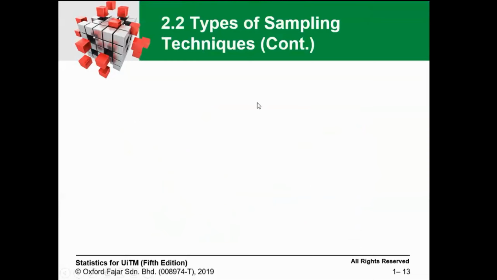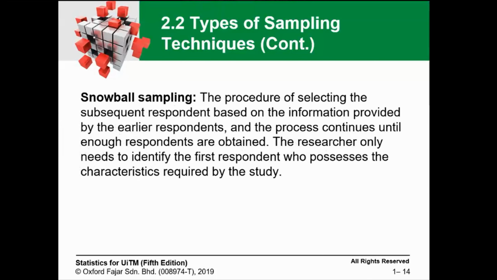Then we have the third type of non-probability sampling technique. So now we learned about the convenience sampling technique, and we learned about the judgmental sampling technique. Now we have the third type of sampling technique, which is snowball sampling. Why is it called snowball? If you remember in the cartoons, they always try to make a small snowball. Then when they push a little bit, it gets bigger and bigger and bigger, until it becomes a very big snowball. And this is the reality of this sampling technique.